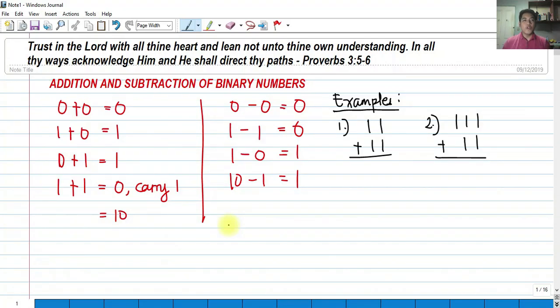Hi, so for today we're going to talk about addition and subtraction of binary numbers. So again, binary is a base 2 number system, which means that this number system is composed of only two numbers, and that's basically 1 and 0. The highest number in a binary system would be 1. That's the base number minus 1.